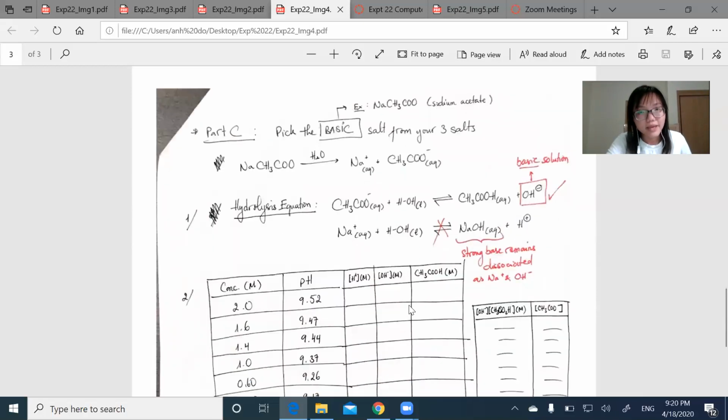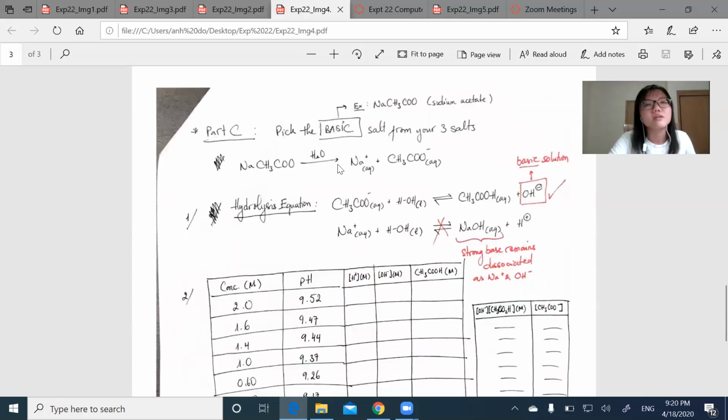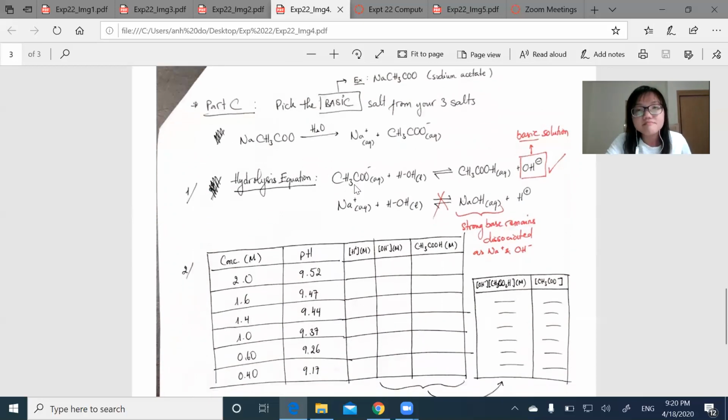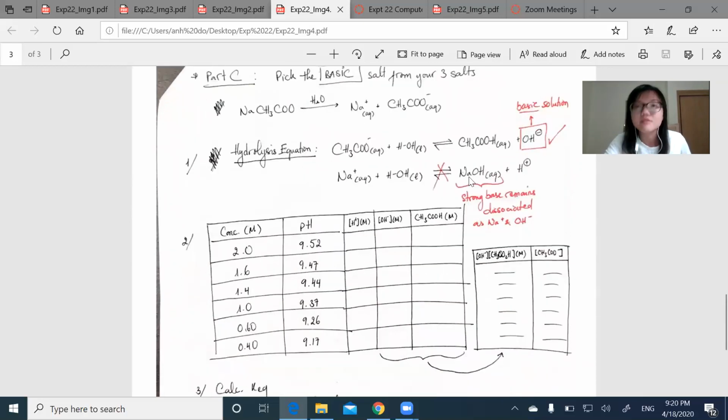Yes, so that is part B. Part C would be doing the exact same thing as part B, but you will be picking the basic salts instead of the acidic salts. Do the same thing again, write your hydrolysis reaction.